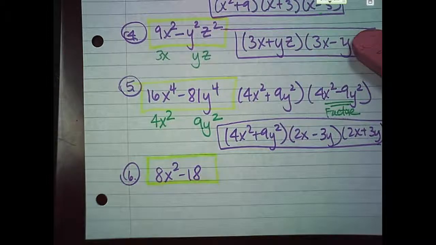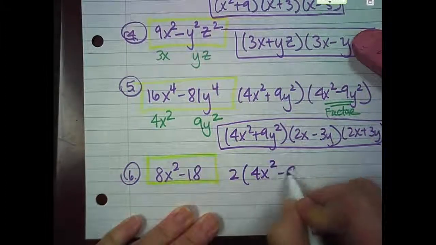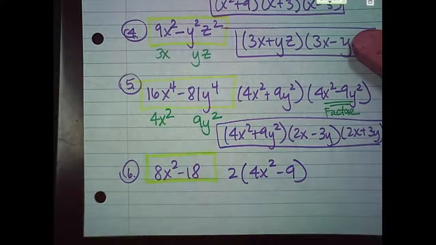GCF. Is there a GCF? If there wasn't, the answer would be what? Right. But is there a GCF? Yeah, it's kind of minor. There's not much you can do to it, but you can take the GCF out first, giving you 4x squared minus 9.